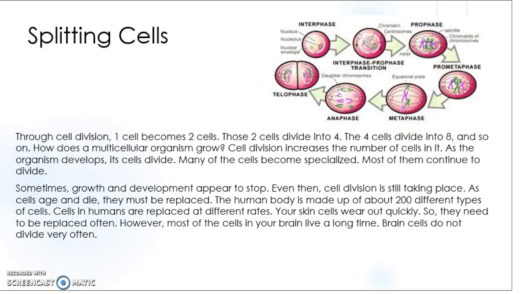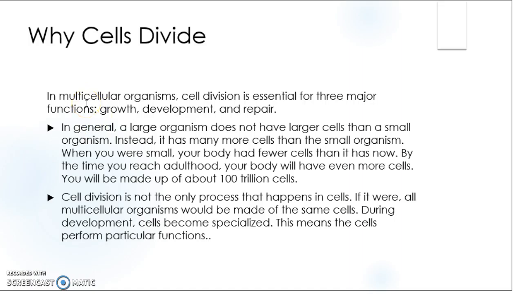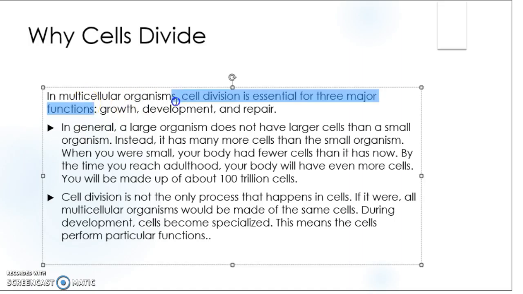So why do multicellular organisms divide? It helps you grow, develop, and repair things. In a large organism, we don't have larger cells. All our cells are always going to be the same size, and you're made up of about 100 trillion cells.